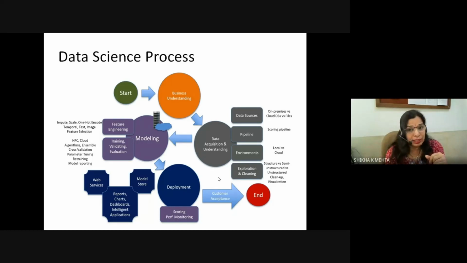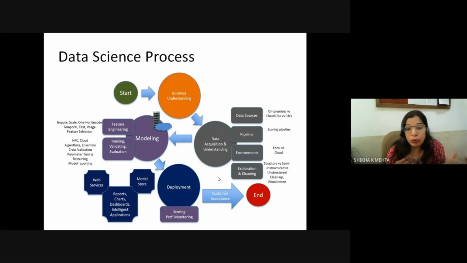Then comes the next step of data acquisition and understanding. How to acquire the data, because we have different kinds of data. The data sources may be on-premises, they may be cloud databases, they may be files. Then how to create this data pipeline, how to pre-process the data. Then what kind of environment it is, whether it is a local environment or a cloud environment.